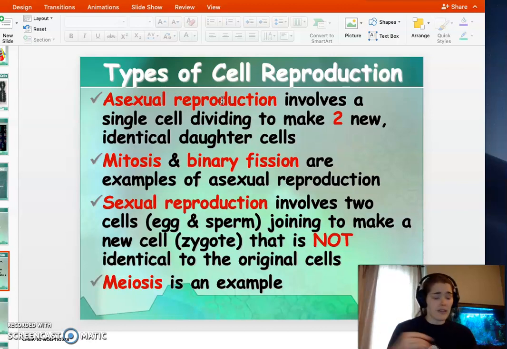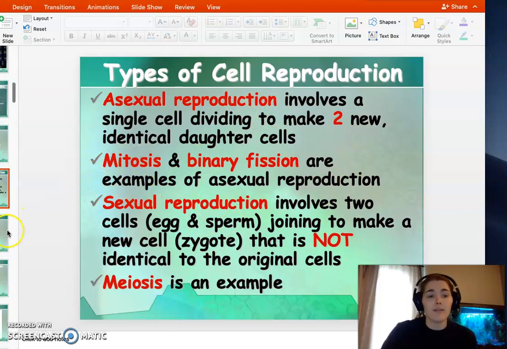Mitosis is when one of your cells, like a skin cell, might just divide itself and make new cells. You don't need your skin cells to mix genetic information because they're just making skin cells. Sexual reproduction involves two cells, like an egg and a sperm, joining to make a new cell, which we call a zygote, that is not identical to the original cells. Sexual reproduction involves mixing of genes. Meiosis is the example there, and we will spend a lot of time talking about the differences between mitosis and meiosis.